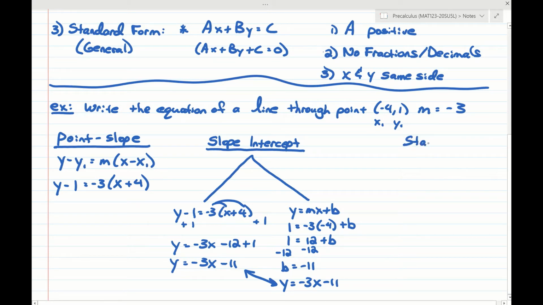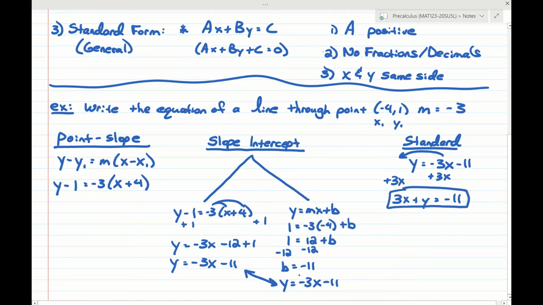And then the last form, let's get it in standard form. Now you can't just go from a point and a slope to standard form. You have to take one of the other forms and rearrange it. So we could take point slope, we could take slope intercept, it doesn't matter. Let's just take y is equal to -3x minus 11. We want the x and the y on the same side, so I'm going to add 3x to both sides. And I get 3x plus y is equal to -11. And that's standard form.